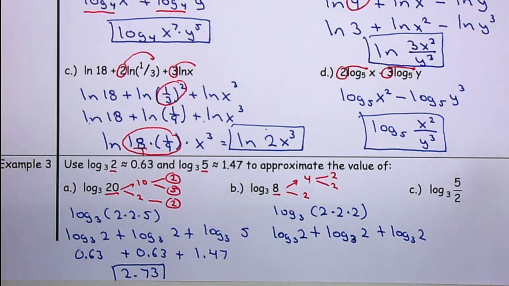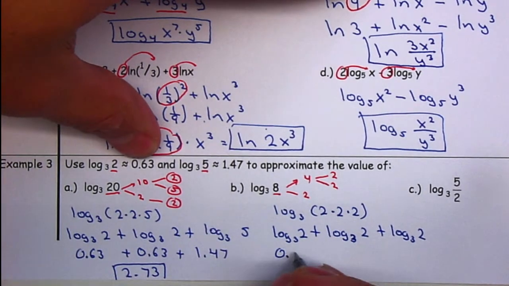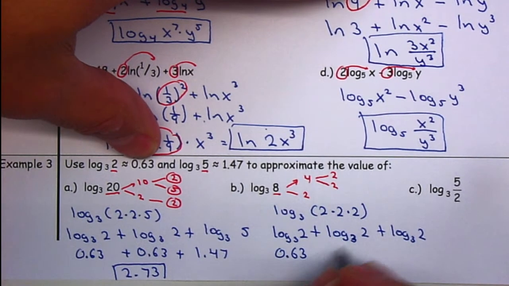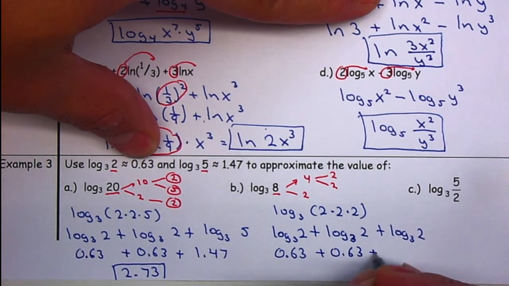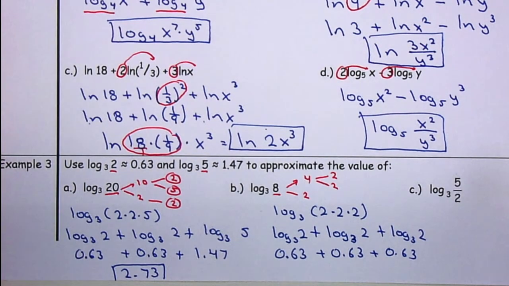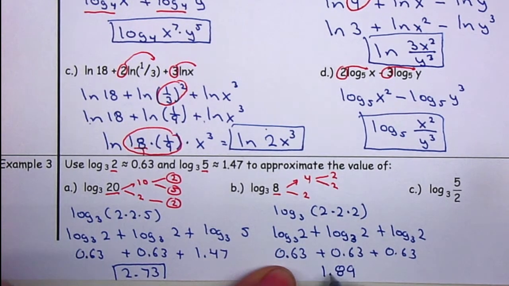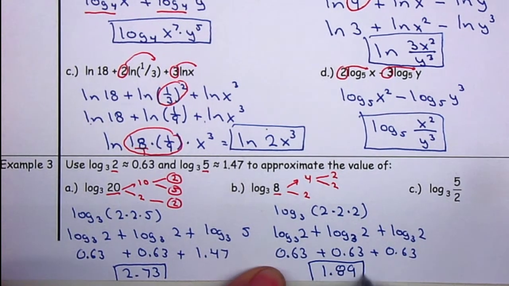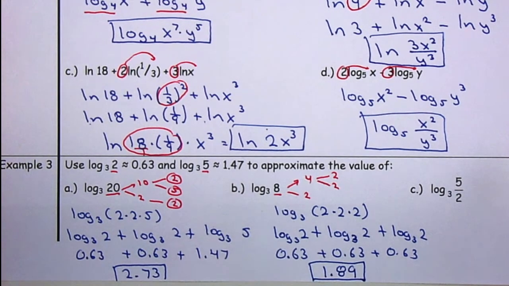And now we can substitute the values. Log base 3 of 2 is approximately 0.63, 0.63, and 0.63. Now let's go ahead and add them. 3 plus 3 plus 3 is 9. 18. So approximately it will be 1.89. So log base 3 of 8 is about 1.89.